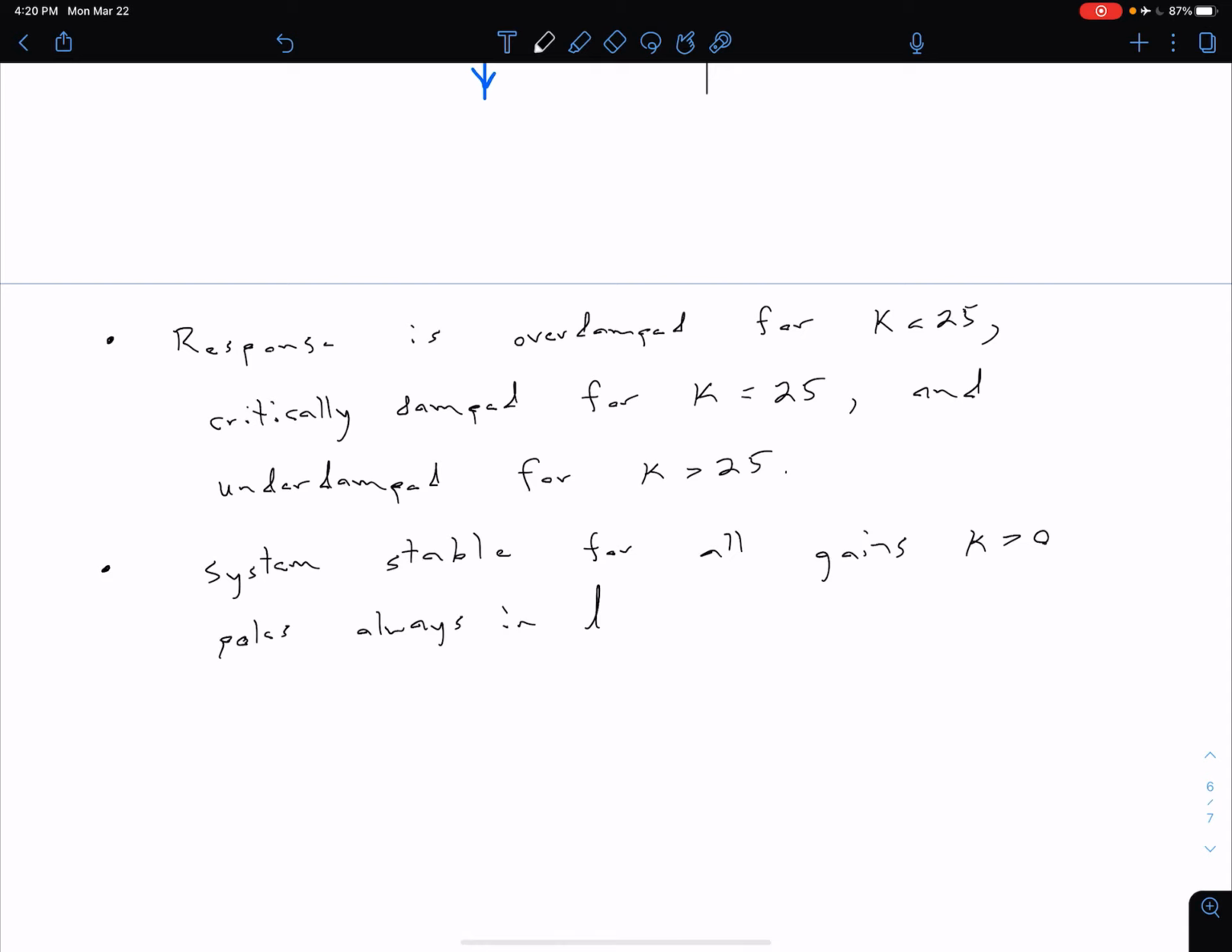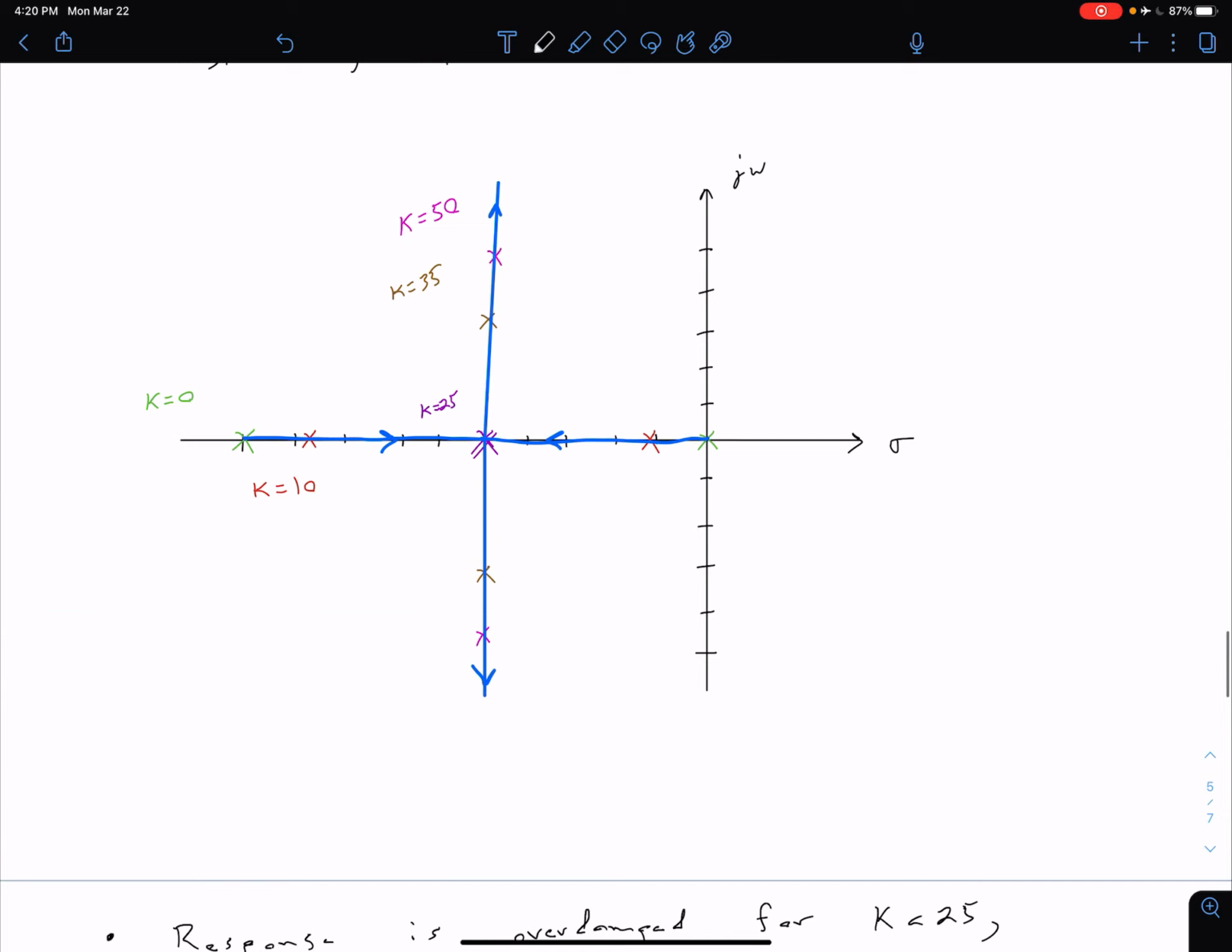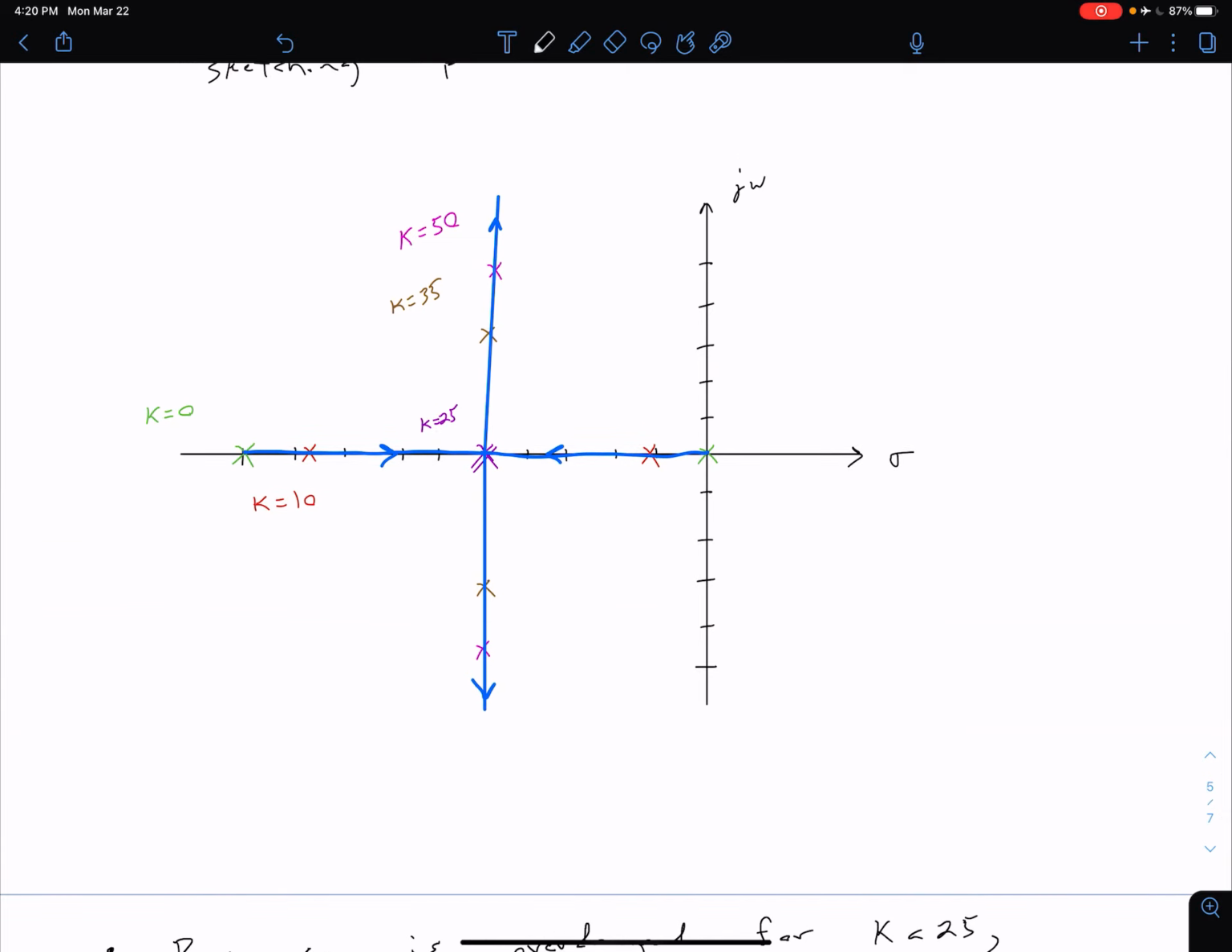So always in our left half plane. So no matter what the gain is, and again, keep in mind that this should be a vertical line, it's not actually going towards j omega, we're never going into our right half plane over here, which we would need to do in order for the system to be unstable.